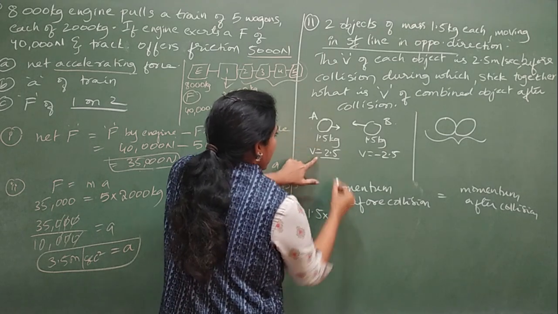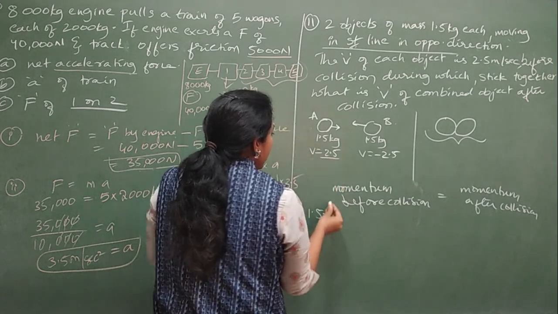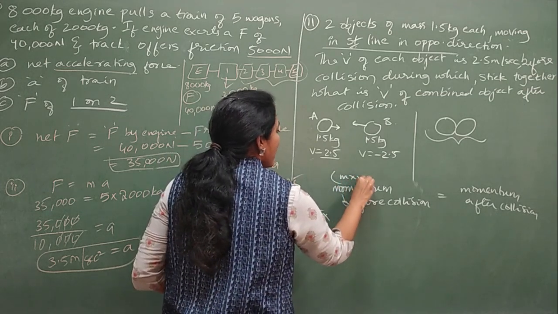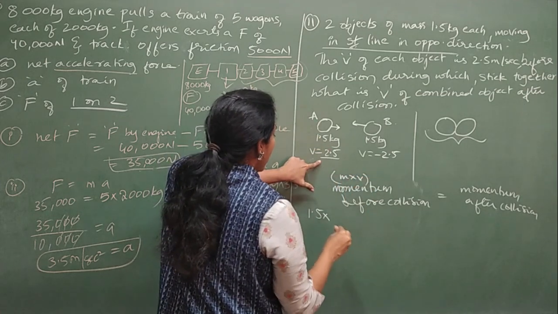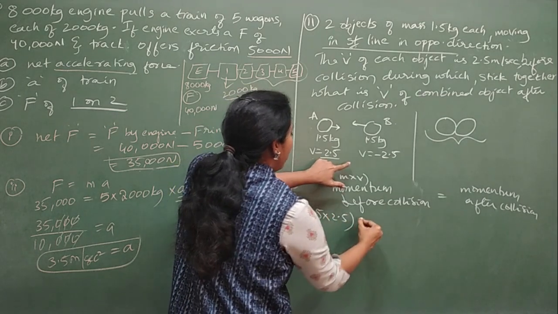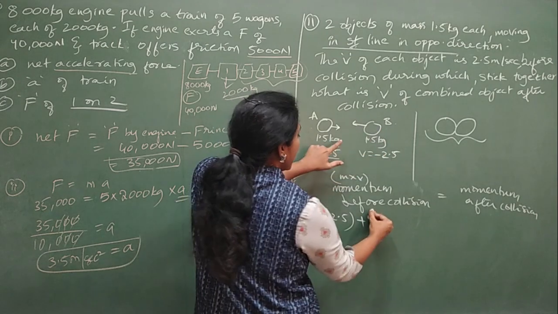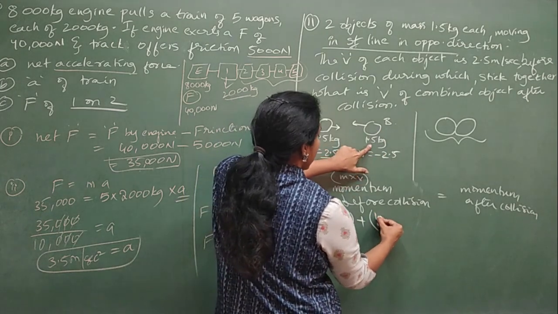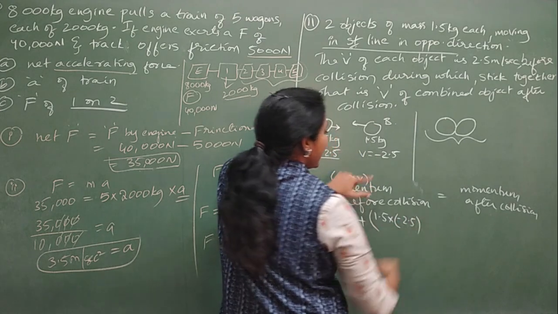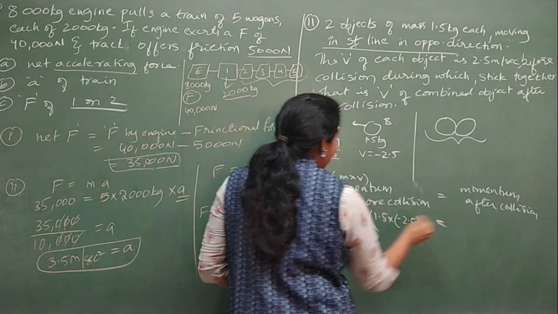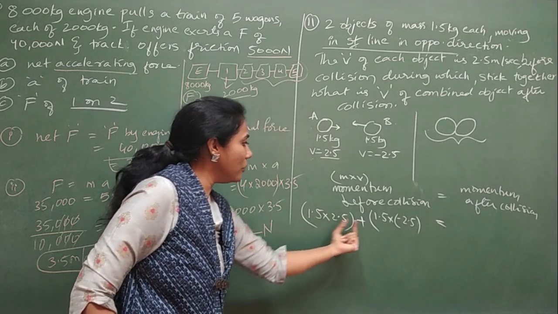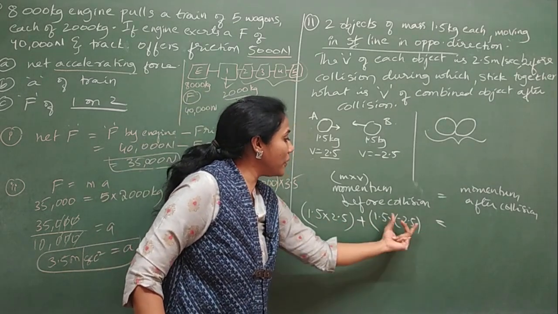1.5 into velocity. Momentum is what? Momentum is nothing but mass into velocity, right? Momentum is mass into velocity. So momentum of this fellow is 1.5 into 2.5. Okay, plus momentum of B. What is the momentum of B? Mass, that is 1.5 into minus 2.5, isn't it? Right? Very good. So what is this? This is 1.5 into 2.5, positive value. 1.5 into minus 2.5, negative value.